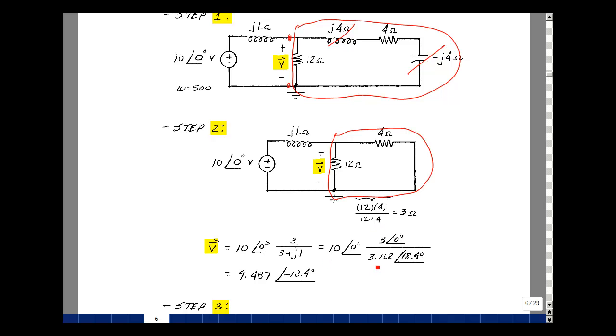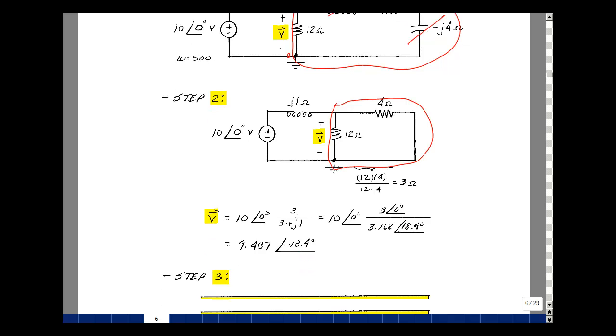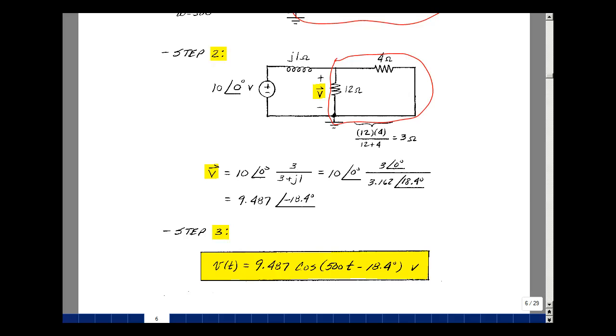10 times 3 divided by 3.162. A little bit less than 10 because this is about equal. So 9.487 seems reasonable. 0 plus 0 minus 18.4. And then lastly, to convert to the time domain, we're going to put the cosine of ωt between our magnitude and angle. So our final answer then is 9.487 times the cosine of 500t minus 18.4 degrees, and the units are volts. This is the value in steady state. And this is supplemental problem 8.7.